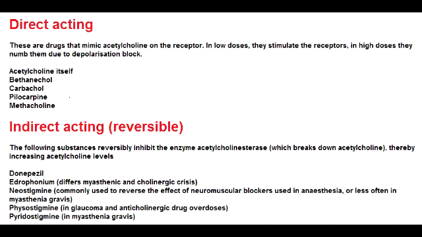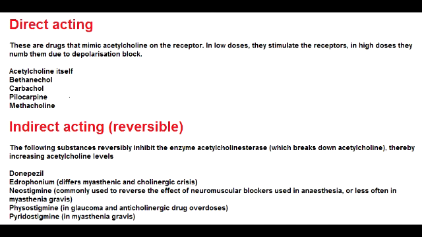What is the clinical use of edrophonium? The clinical use of edrophonium is to diagnose myasthenia gravis, and the reason for this is because it's extremely short-acting, so it can only be used in the diagnosis of myasthenia gravis. What is the action of edrophonium? The action of edrophonium is to increase the endogenous acetylcholine.